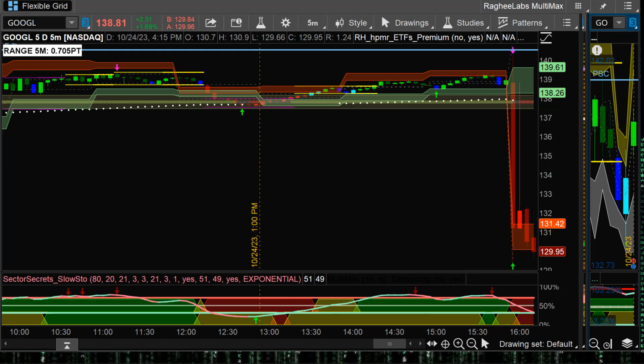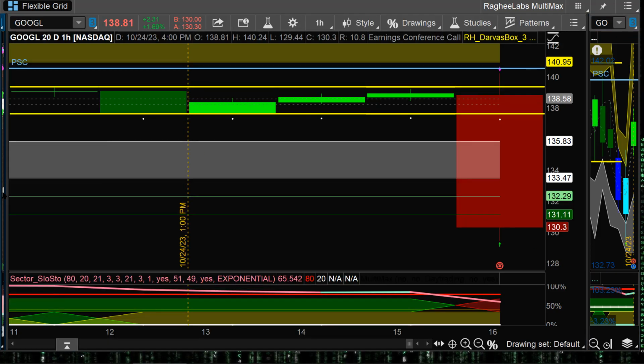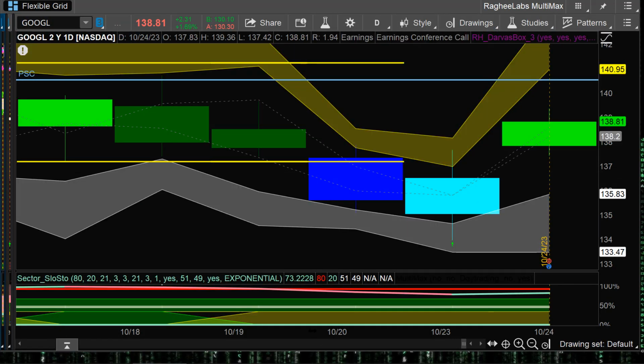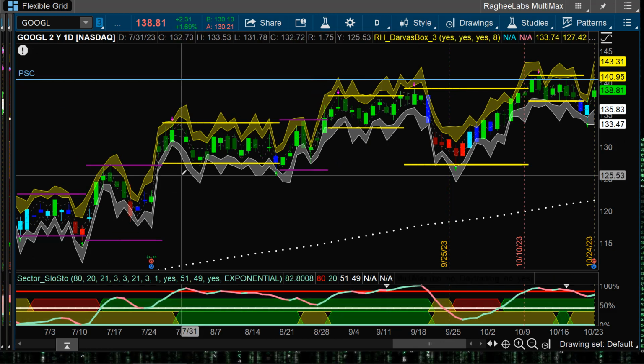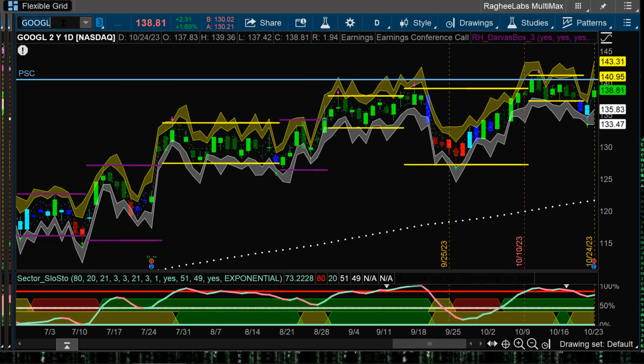And I'll do this one more time. And again, I'm doing this to show you something that we've been sharing for a long time. This is the way that I look at earnings. The emphasis is on the run-up, not holding through earnings, but the window to earnings. So that was Google. We did Microsoft. What was the other one?